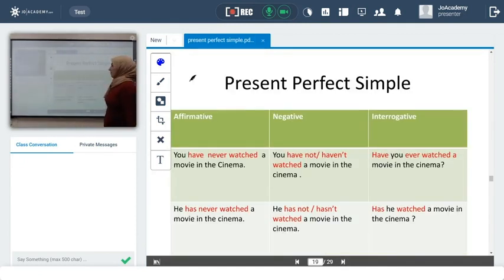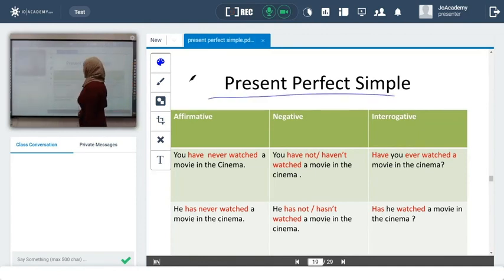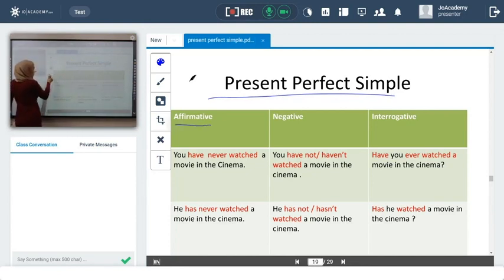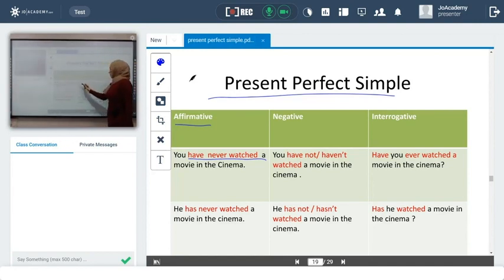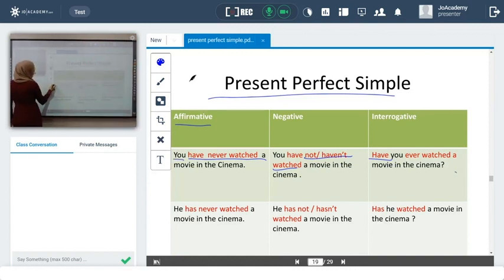But before we start, let's remember the rule was present perfect simple. In the affirmative, let's take an example of an affirmative statement. You have never watched a movie in the cinema. This is the affirmative form. In the negative form, you have not or you haven't watched a movie in the cinema. And in the interrogative form, have you ever watched a movie in the cinema?